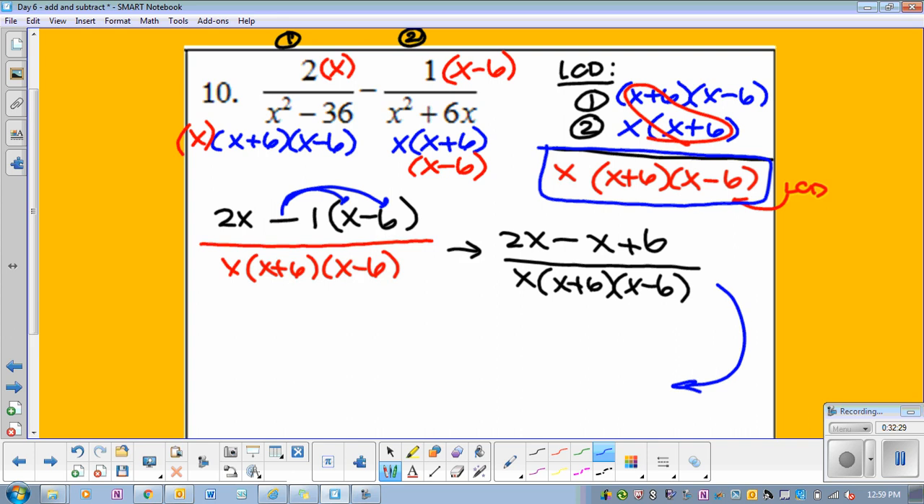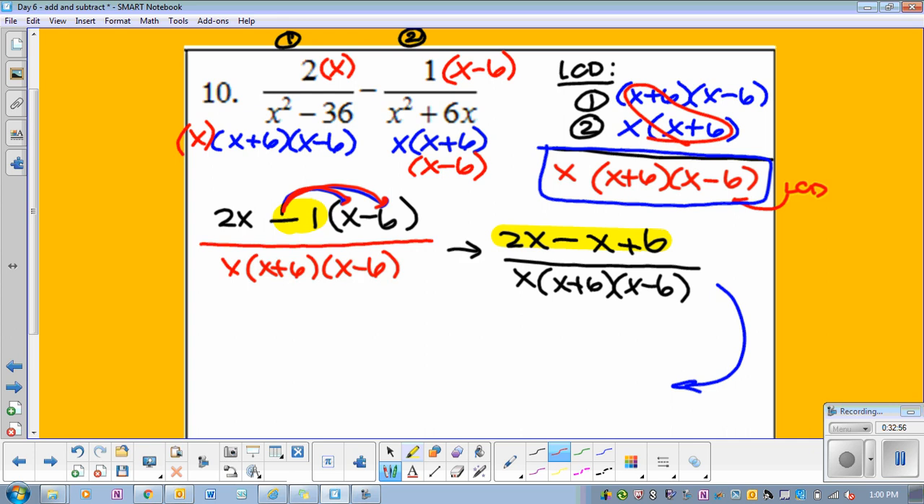Guys, on top, right here, what are you doing? From here, negative 1, you distribute. Negative 1 times x gives you negative x. Negative 1 times negative 6 gives you positive 6. Are you going to subtract the 2x minus the x to get 2 and then add that to 6?